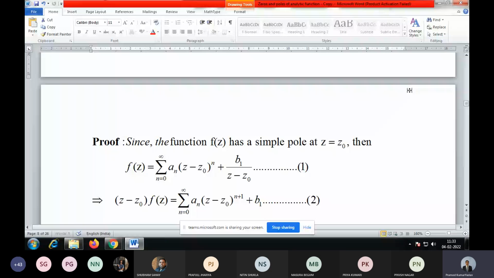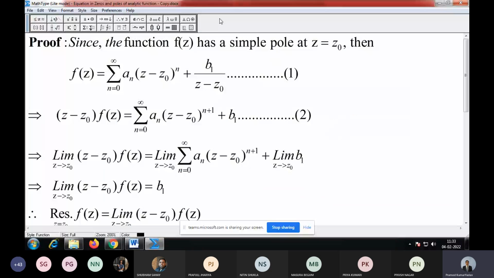So you may see, since function f(z) has a simple pole at z equal to z naught, f(z) can be expressed like this one. Simple pole means there is only one term in the principal part of the Laurent series. So this part will be there, but only one term will be in the principal part of the Laurent series. Now we have already seen that this b1 is the residue of the function f(z) at z equal to z naught. So we need to find this b1.